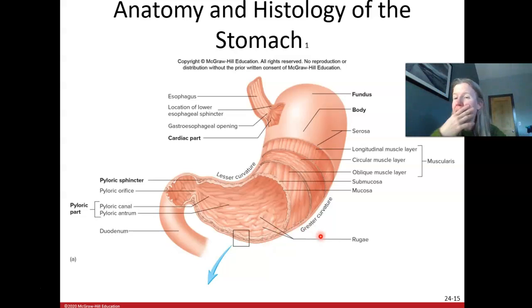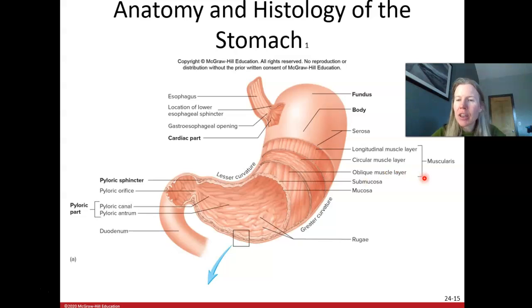Again, we have the same four different layers as we get into the histology here. A couple things to point out. On the mucosal layer, this inner one here, we see all of these really obvious folds. Those are called rugae. This is going to help give room for the stomach to expand.